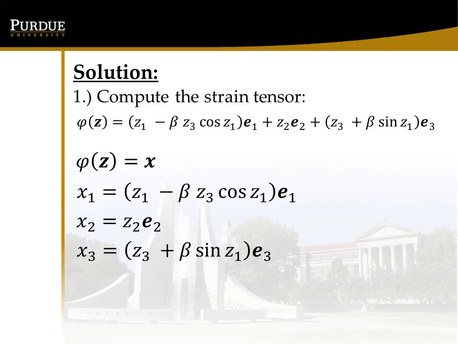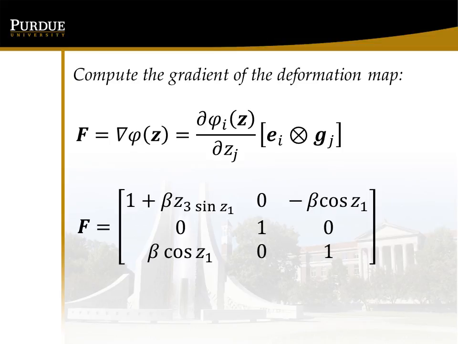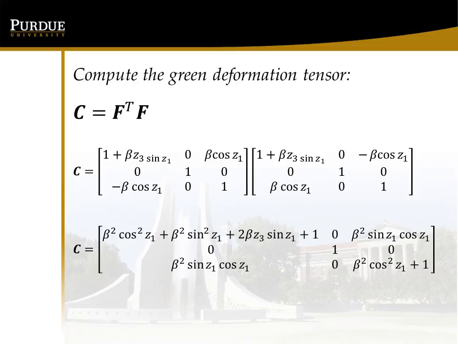So for the first part, computing the strain tensor, we can divide up into the three different components, x1, x2, and x3 as shown. Next, we can compute the gradient of the deformation map and find F in that way. Next, we compute the Green deformation tensor, which is the F tensor transpose times F, and it yields the following matrix.